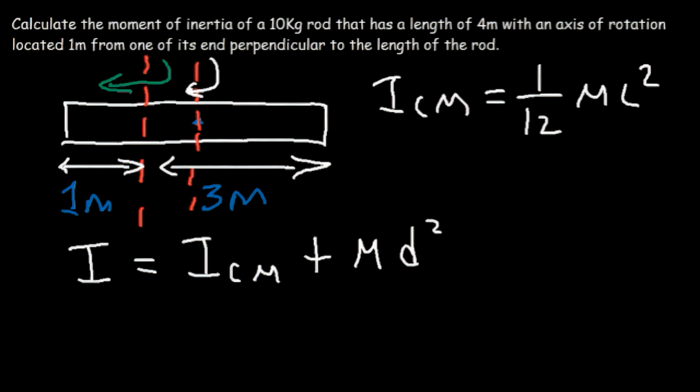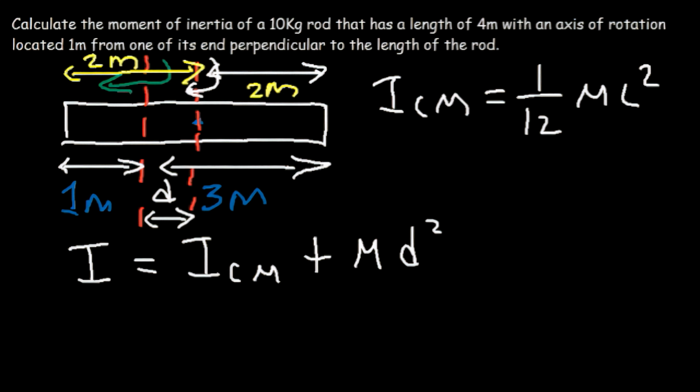And d, which is the distance between the new axis of rotation and the original one, the one that passes through the center of mass, we can see that it's 1/4 of the length of the rod. The distance between the center of mass and the end is 2 meters. So this is also 2 meters, which means that if this is 1 meter, the distance between the two axes of rotation is 1 meter. So 1 meter out of a total length of 4 is 1/4. So d is 1/4 the value of L.